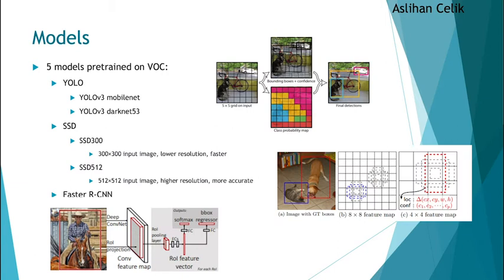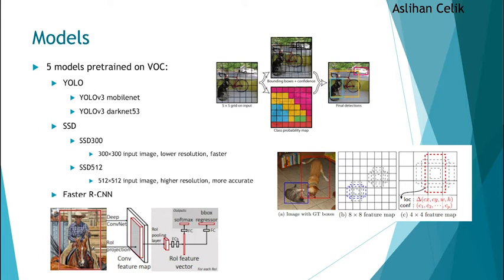We used 5 different pre-trained models. YOLO involves a single deep convolutional neural network that splits the input into grid cells. The large number of candidate bounding boxes predicted are consolidated into a final prediction.